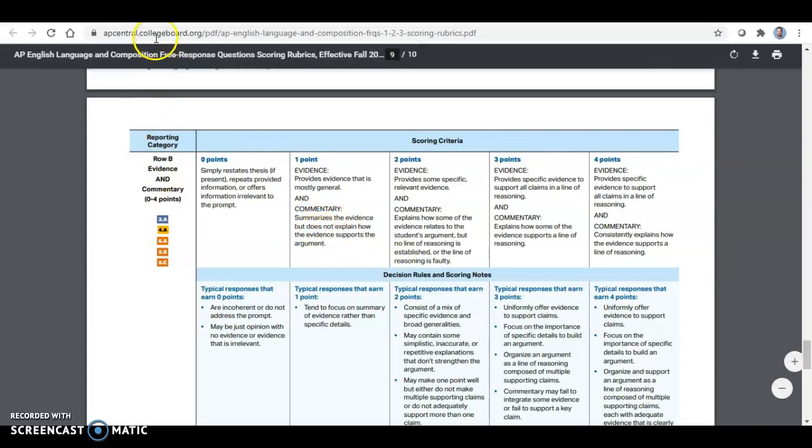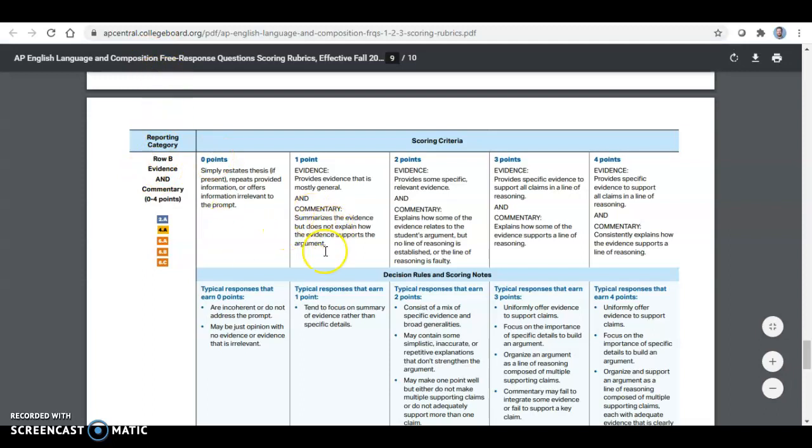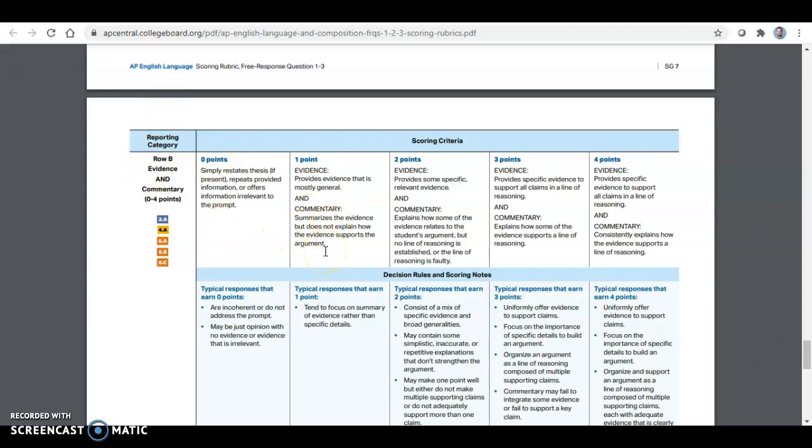Now, a few moments ago, when I talked about commentary and I said that, well, you need to explain the evidence, that's why you have 3 analysis and commentary statements. One can explain the evidence, and then the rest explains how it supports the commentary, how it supports the evidence.